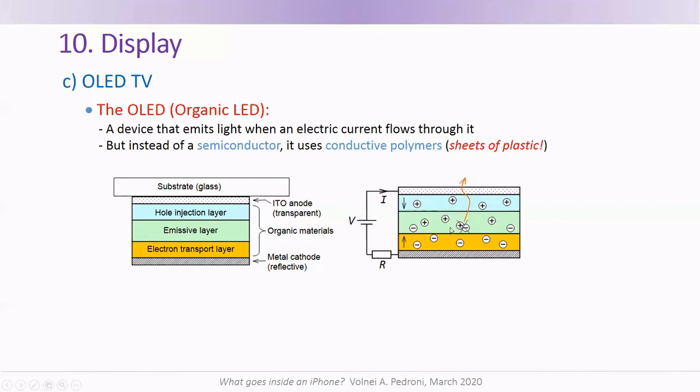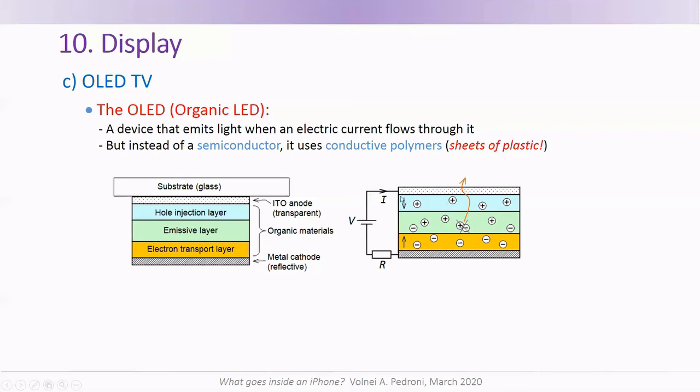Let's see the operation of this device. A voltage is applied between anode and cathode, which produces a current. As far as the current keeps going, light keeps coming out. So this happens because the carriers recombine. When that happens, light is emitted. If it goes in this direction, it goes out directly. If it goes down, it bounces in this reflective material and goes out through that surface.